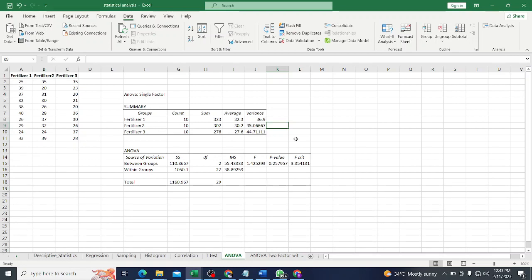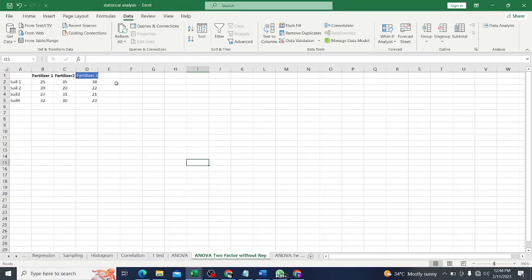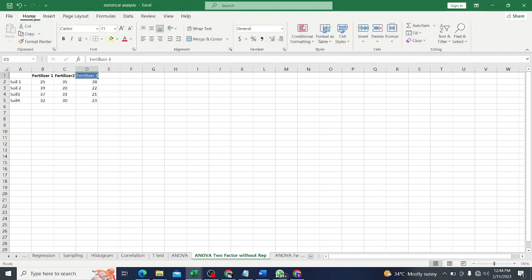So basically that is what we do in one-way analysis of variance. Also, we can look at two-way analysis of variance. Now, in two-way analysis of variance, we will notice that we are dealing with two factors, and the factors are fertilizer 1, fertilizer 2, and fertilizer 3, then the soil type, soil 1, soil 2, soil 3. So these are the factors that can actually affect the yield of maize.